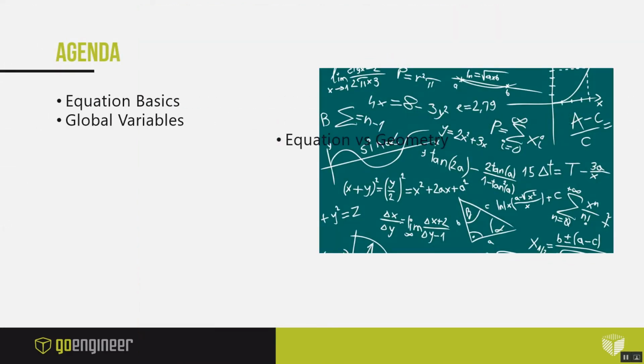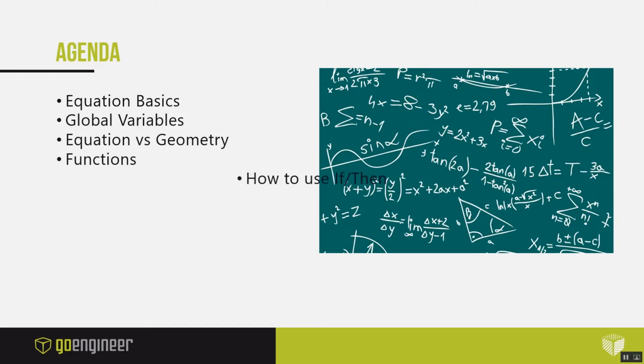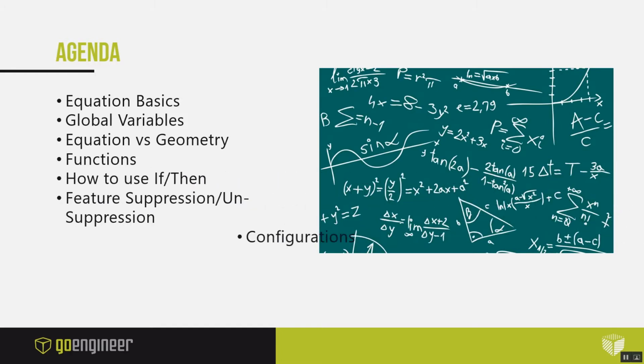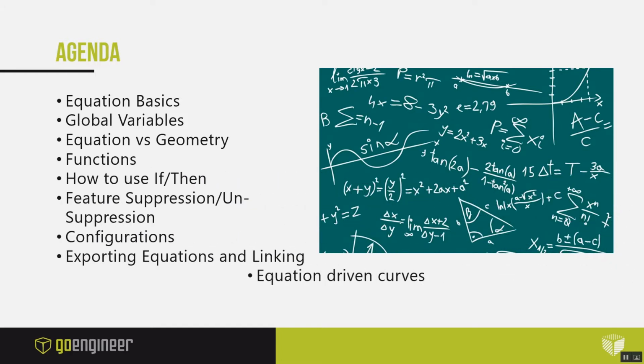So this session is equations. This is kind of what I laid out for today. I'm going to talk a little bit about some basics, a little bit about global variables, equations versus geometry. When's it better to use geometry versus equations? I'll look at some of the functions that are with the equations, an example of how to use an if-then statement, some feature suppression and unsuppression.